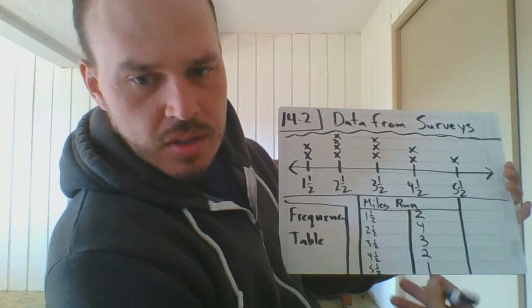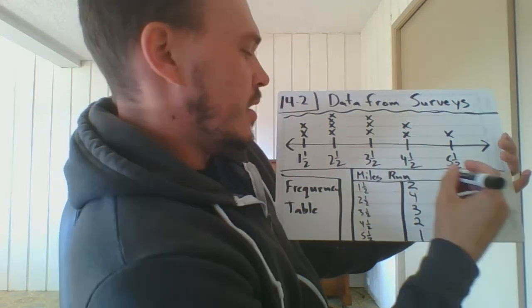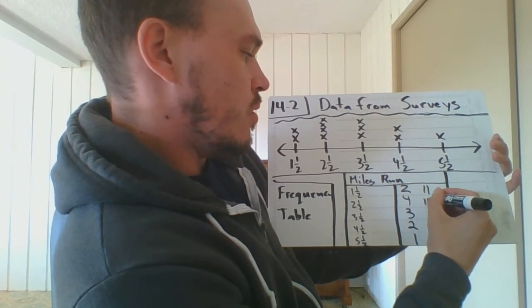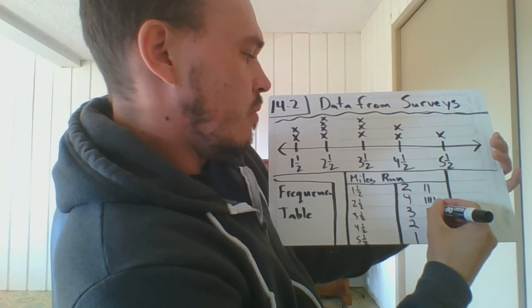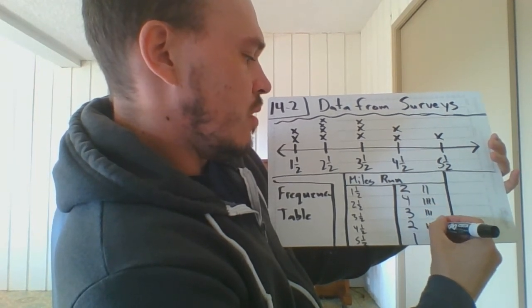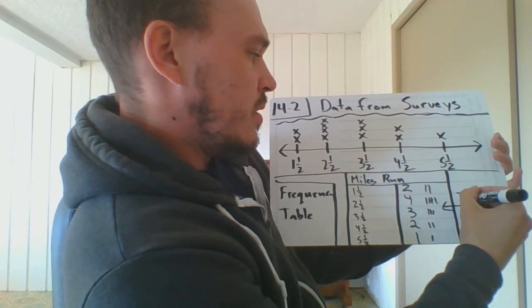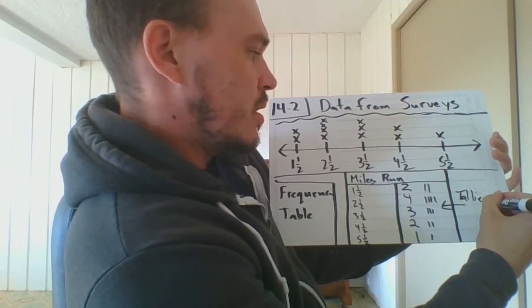Now, sometimes on these frequency tables, they'll have you do tallies. So instead of 2, you could write 1, 2. Instead of 4, 1, 2, 3, 4. Instead of 3, 1, 2, 3. Instead of 2, 1, 2. Instead of 1, 1. Those right there are tallies. Sometimes you'll be asked to make those.